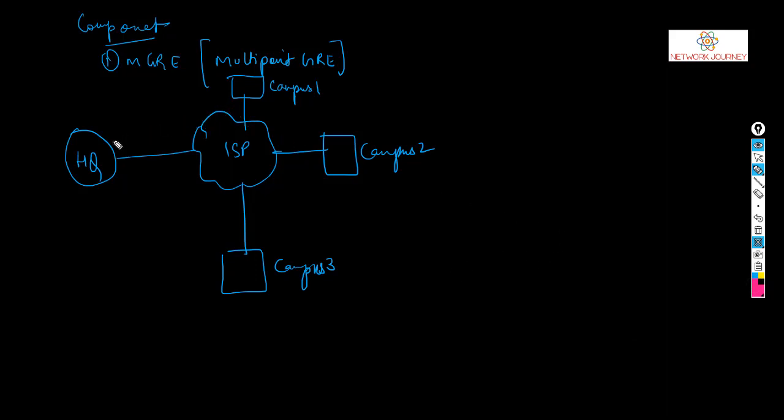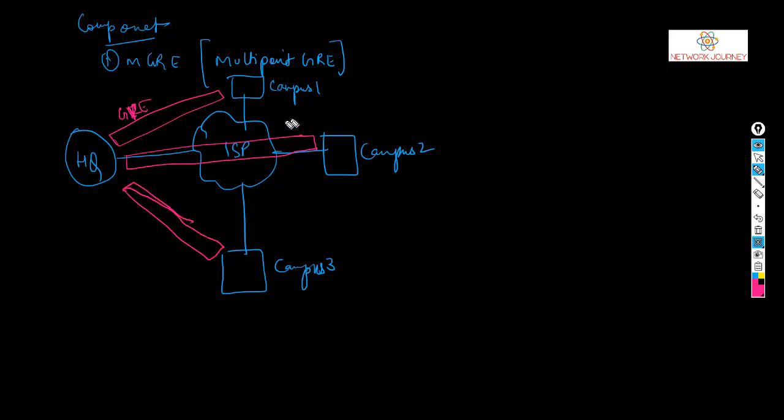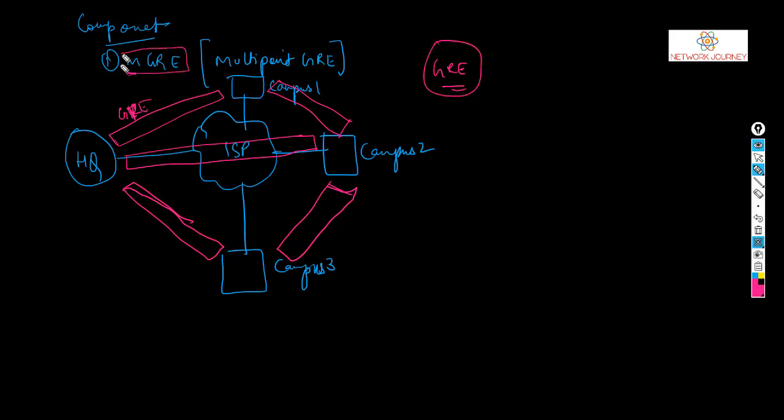Basically I would have to configure a point to point GRE tunnel between every site. So my structure would look something like this, and if the campuses want to talk to each other, there would be one more dedicated GRE tunnel, something like this. This is the case of GRE tunnel. Don't confuse multipoint GRE with the normal GRE. They work differently. This is the DMVPN component.